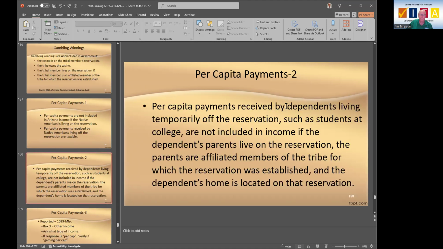Per capita payments can be received by dependents living temporarily off the reservation, like students in college. And that wouldn't be included in the parents' if the dependent's parents live on the reservation. I think you're starting to get the idea here, right? If it's all confined within the reservation, that's like England, right? Arizona can't go touch England. They're a sovereign nation. But if they come off the reservation, earn any of the money, or live off of the reservation, then that kind of breaks the barrier, if you will.